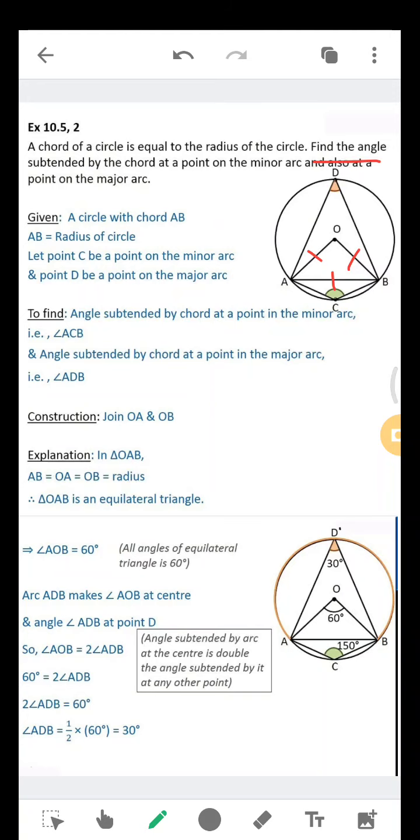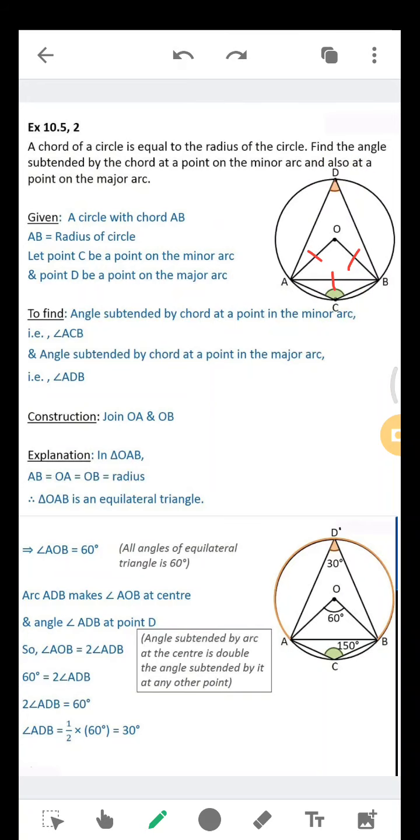Find the angle subtended by the chord at a point on the minor arc and also at a point on the major arc. So we have to find the angle subtended by this chord in the major segment as well as in the minor segment. Let's see how to find those angles. Given is a circle with chord AB. AB is equal to the radius. Let point C be a point on the minor arc and point D be a point on the major arc.